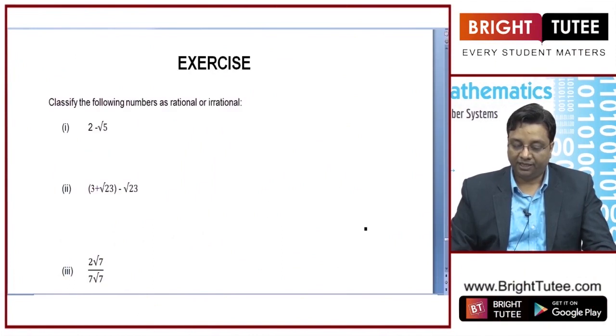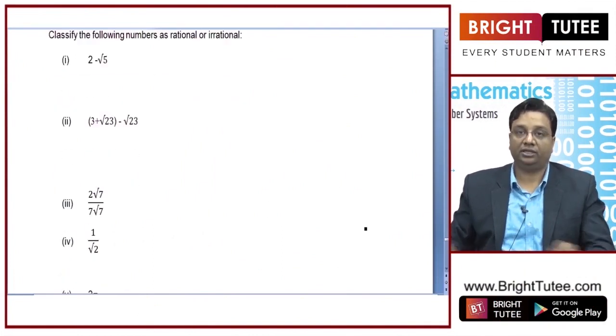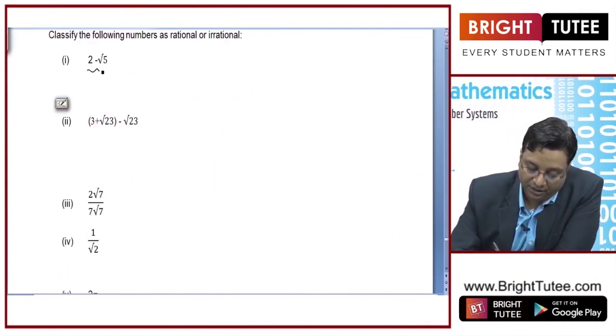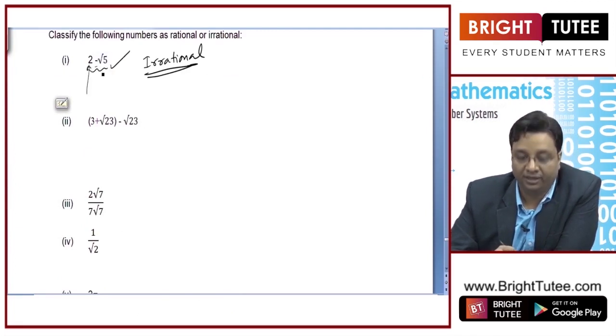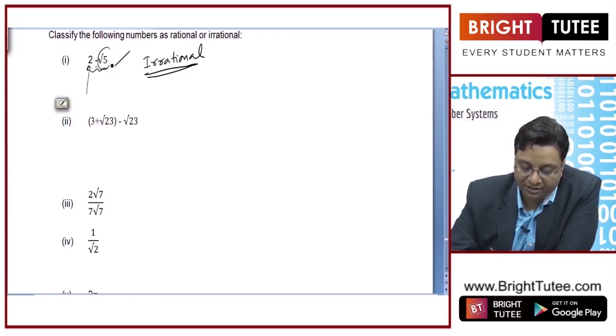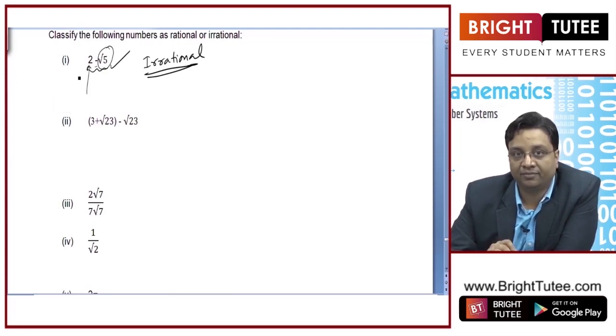Okay, let us classify these numbers as rational or irrational. Now, this number is clearly irrational. Why? Because this is a rational number. If you subtract an irrational number from it, there is no way this irrational part will be cancelled, right? There is no way in it. So, it will remain as it is.